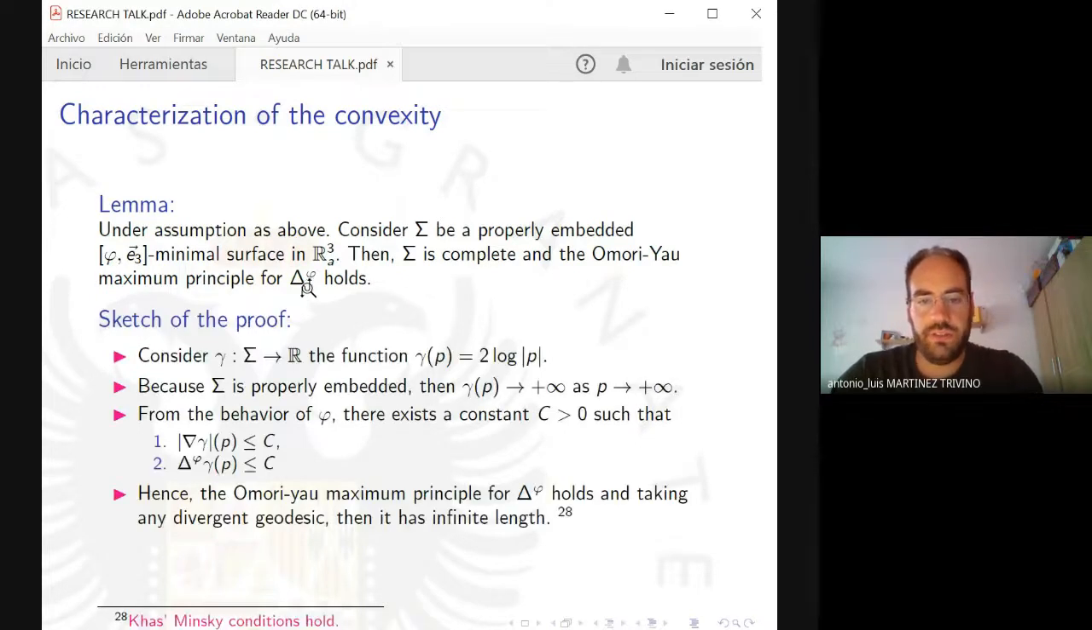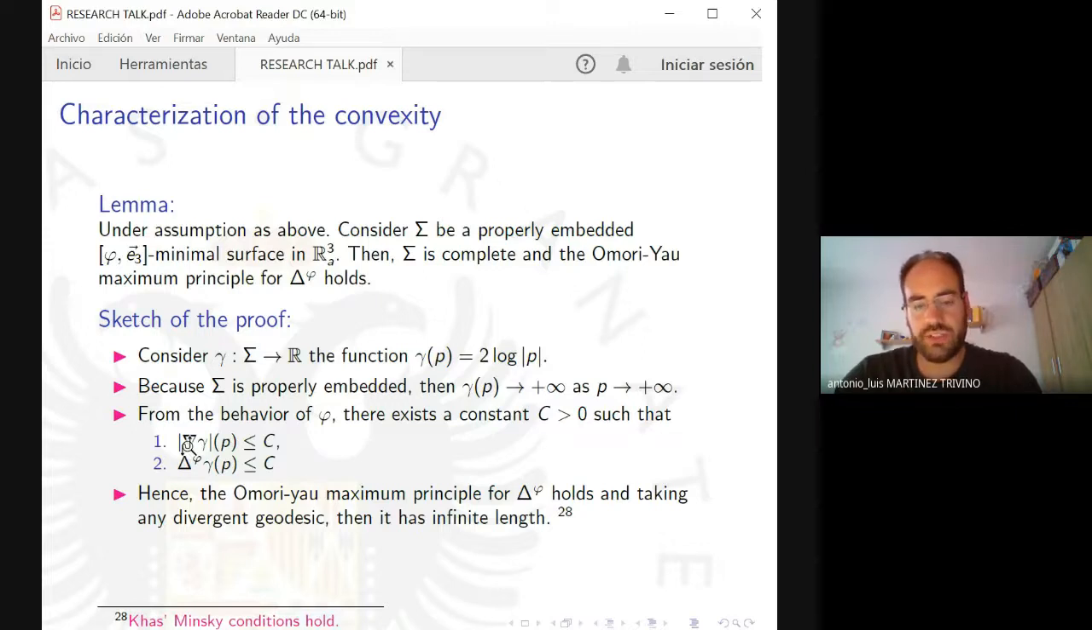What is the catch of the proof of this lemma? Up to horizontal translation, we can assume that the origin is not contained in sigma. So, okay, consider gamma the following Morse function given by this expression. Because sigma is properly embedded, this function tends to infinity for any divergent sequence of points in sigma. On the other hand, by the quadratic growth of phi, the following Keller-Osserman type conditions hold. Namely, there exists a positive constant C such that the gradient and drift Laplacian are bounded.